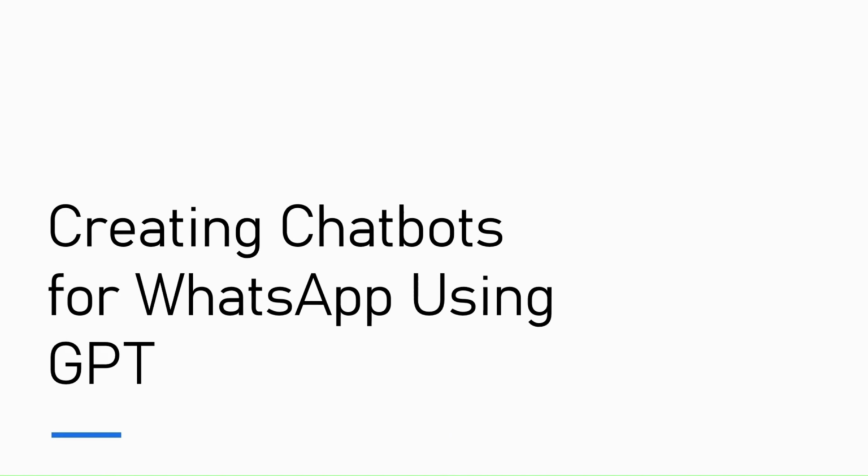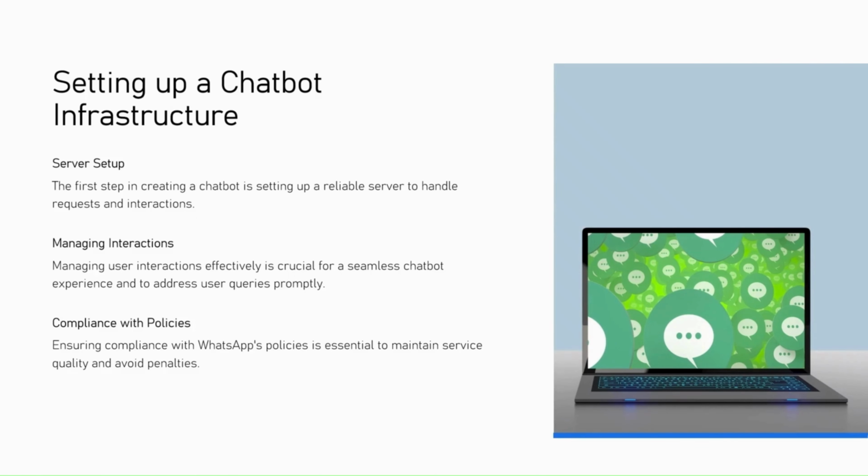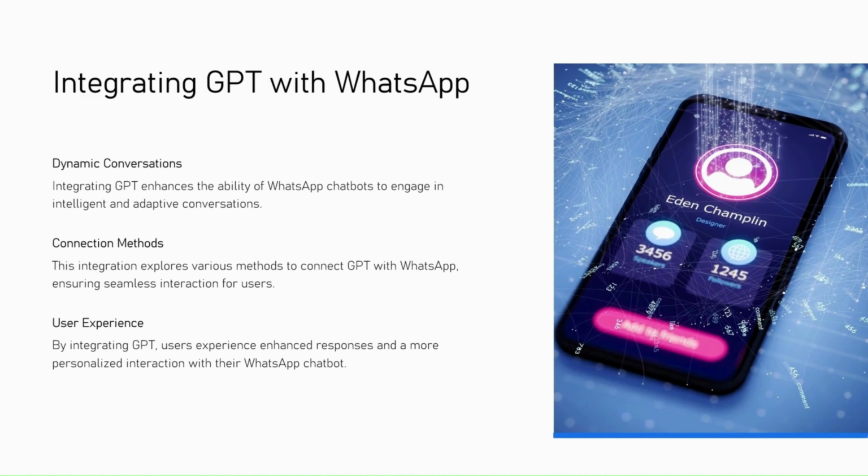A WhatsApp chatbot with GPT can greet customers, answer product questions, and even take bookings 24/7. Imagine a hotel chatbot that can recommend rooms, check availability, and send directions, all without human intervention. Building a WhatsApp chatbot means setting up a server, handling chats, and following WhatsApp's rules. This slide includes that. Linking GPT to WhatsApp chatbots makes conversation smarter. This slide shows how to connect them.